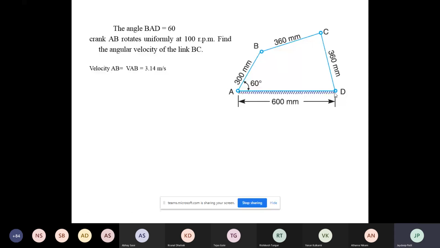Now, what is given here? How to draw this mechanism? All the dimensions and angles of inclination are given. Accordingly, you have to select the scale and redraw this figure. This figure is known as a space diagram or configuration diagram.